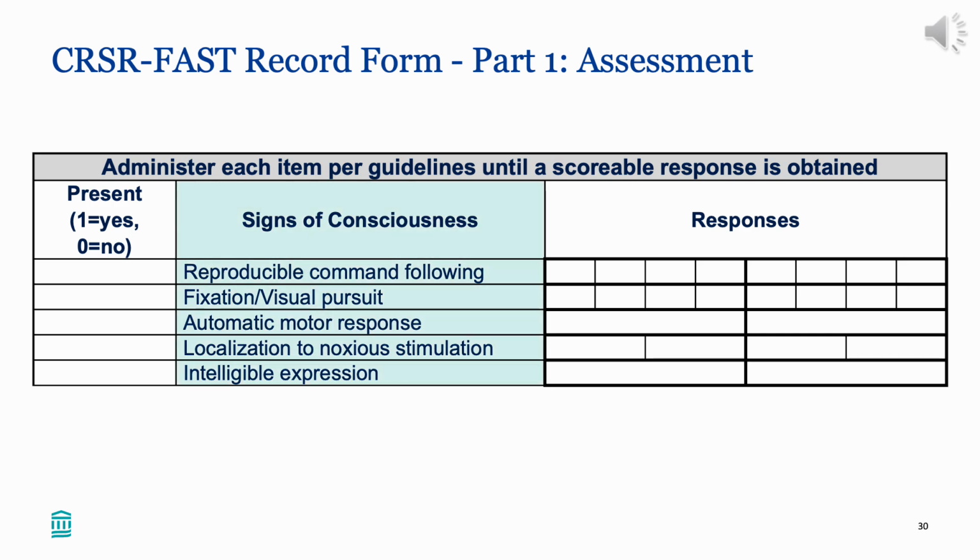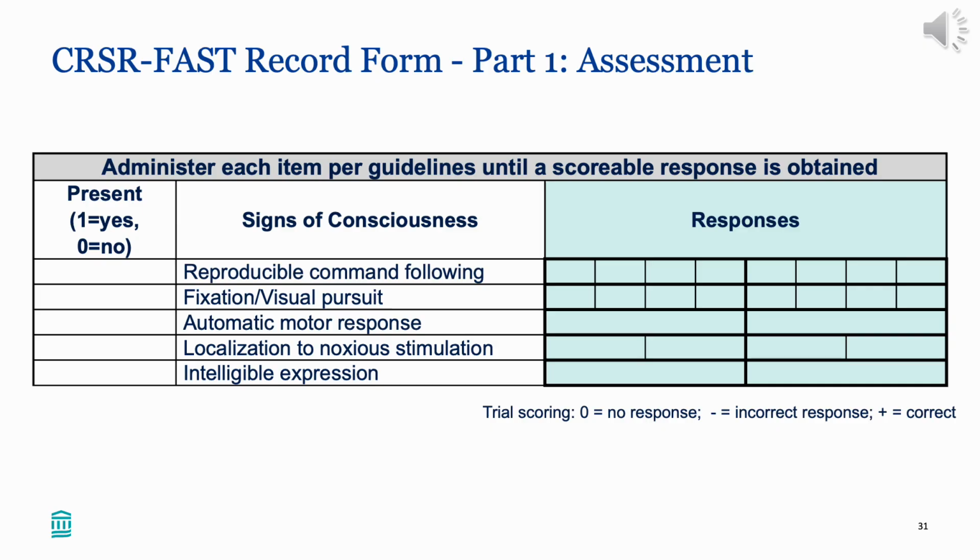First, there is a section that contains the 5 core signs of consciousness: reproducible command following, visual fixation and pursuit, automatic motor response, localization to noxious stimulation, and intelligible expression. These are the primary behaviors that are assessed on the CRSR-FAST.